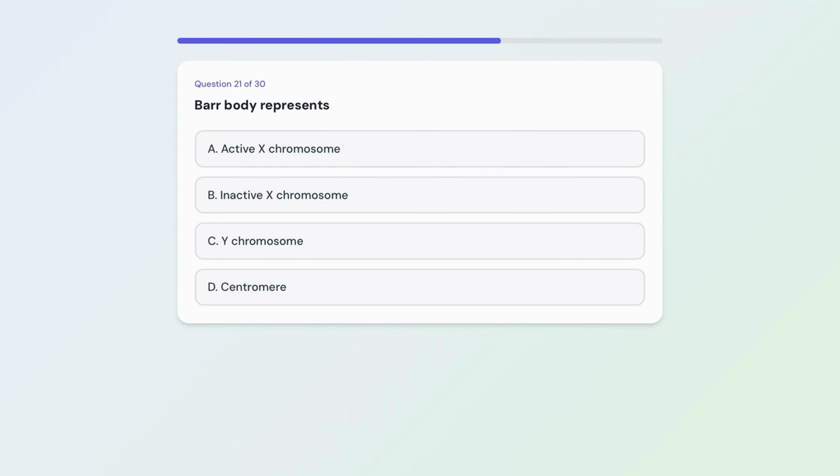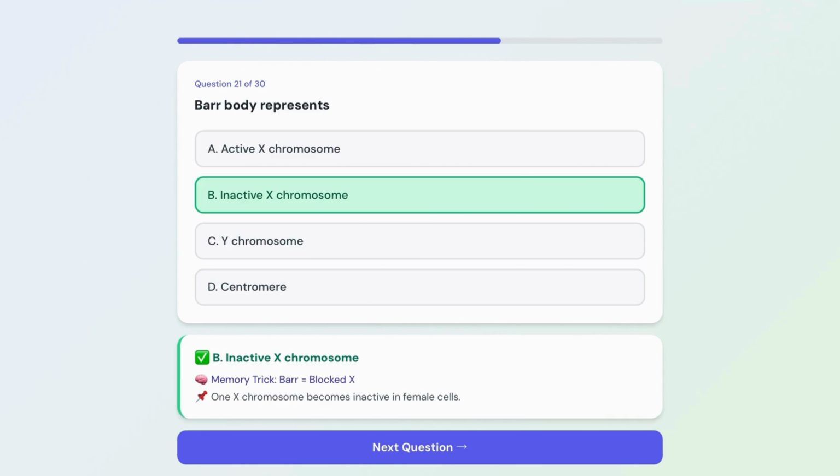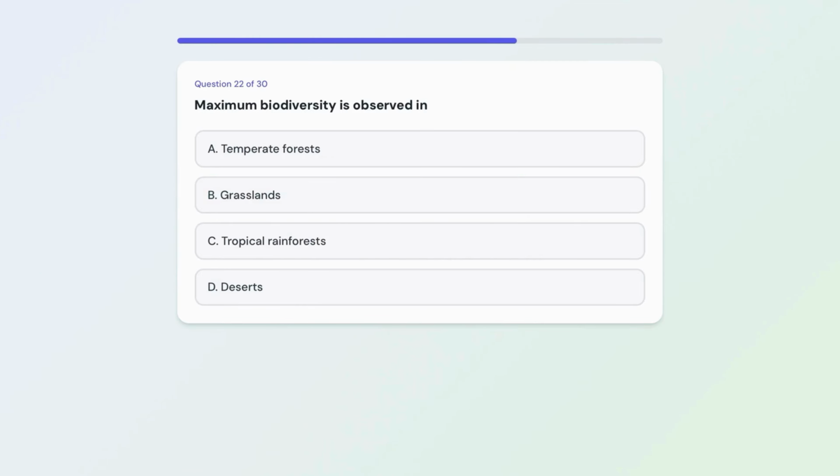Bar body represents the inactive X chromosome. What's a bar body? If you want to know, I'm going to tell you. Since females have two chromosomes, X and X, and both of them are not required in the body, one X chromosome is switched off to maintain the correct amount of gene expression. The switched off chromosome becomes tightly packed and is called a bar body.